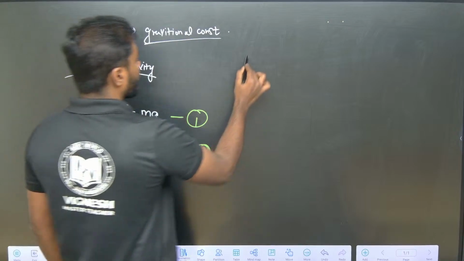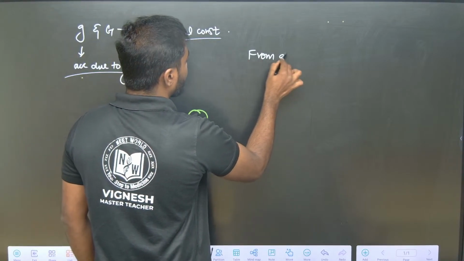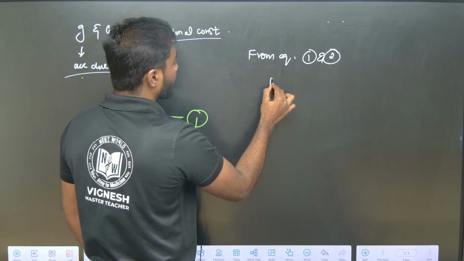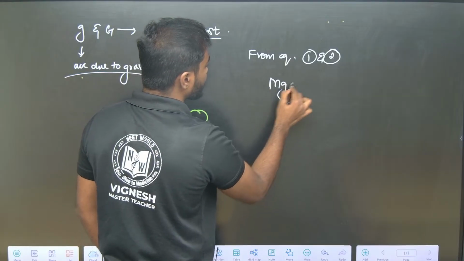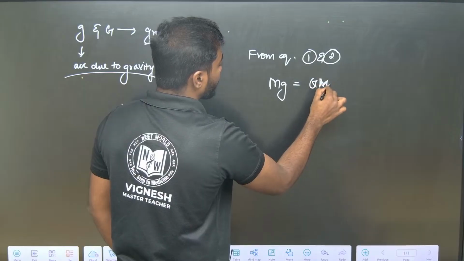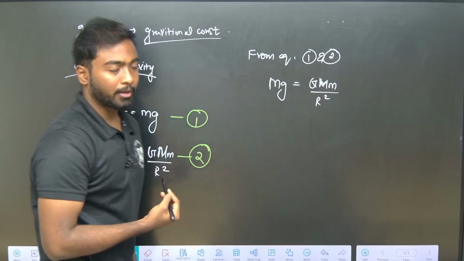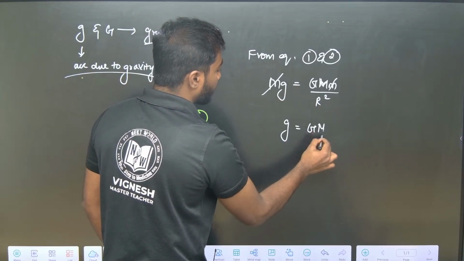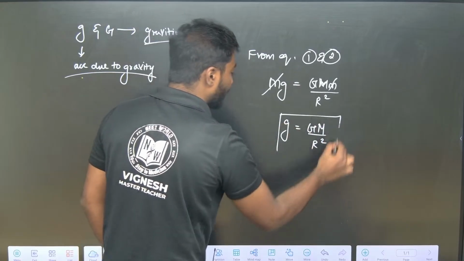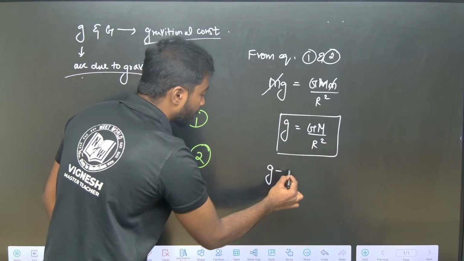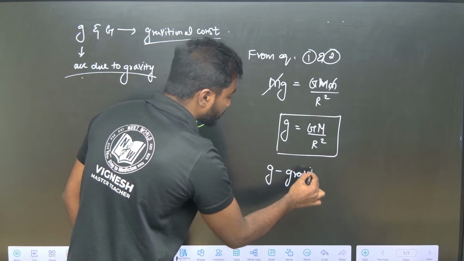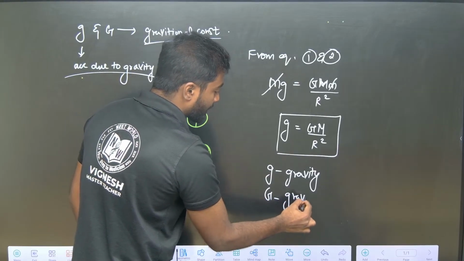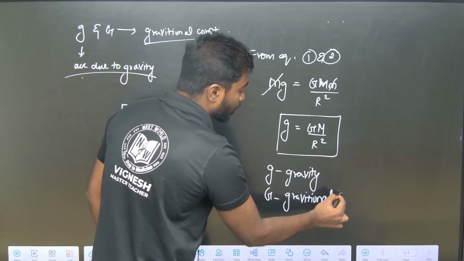From equations 1 and 2 we can write mg equals G capital M small m by r squared. From here, m and m get cancelled, so g equals G M by r squared. Let us write what the terms are. Small g is the acceleration due to gravity, and capital G is the gravitational constant.